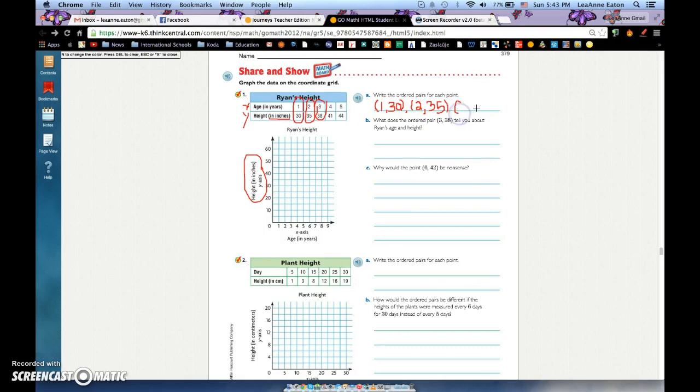Then our next point, Sungwon, is going to be what? Yes, 3, 38. And our next point, Miriam, is going to be what? Yes, 4, 41. And then our last point, JJ, can you tell us what it is? Yes, 5, 44. So when he was 5 years old, he was 44 inches tall.